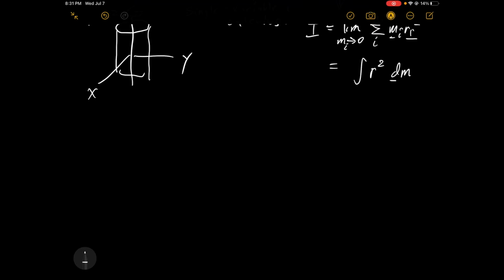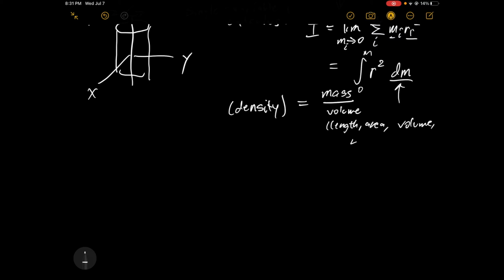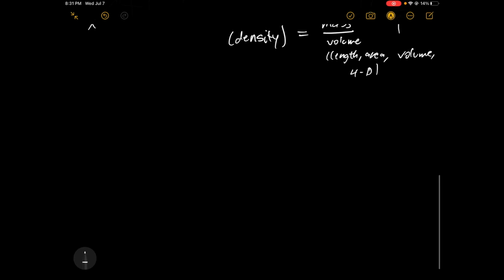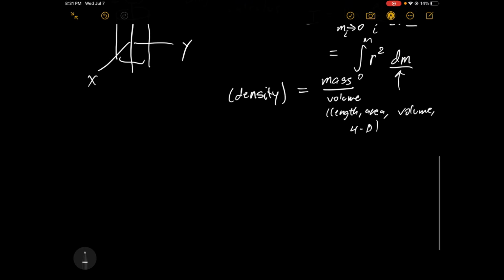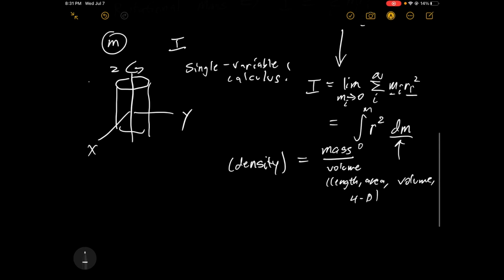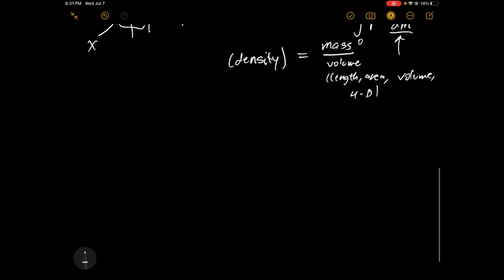But in practice, this dm is not really used directly to integrate, i.e., we don't integrate from mass 0 to mass m, because that's impractical. Therefore, we usually use density, which is equal to mass divided by length, area, volume, or even four-volume, depending on the scenario. Basically we will use this to our advantage. So let's see how we can solve this for the solid cylinder.